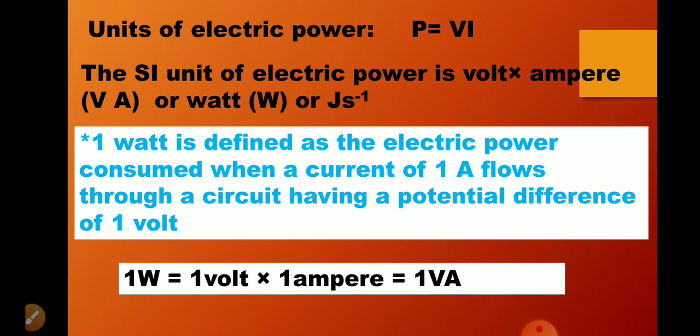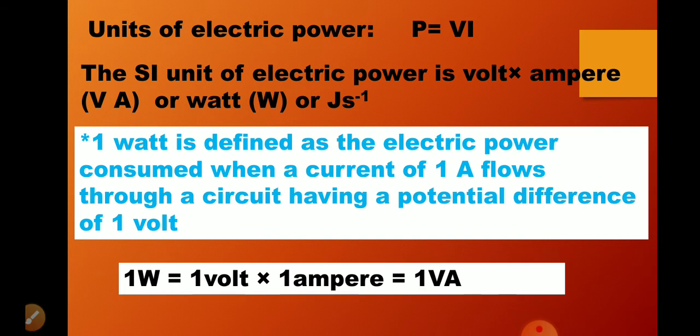Once again, 1 watt is defined as the electric power consumed when 1 ampere of current flows through a circuit having a potential difference of 1 volt. So in an electric device, the power is said to be 1 watt if a current of 1 ampere flows through that circuit having a potential difference of 1 volt. Just remember this, you can define it easily. Okay, there are also bigger units of electric power.